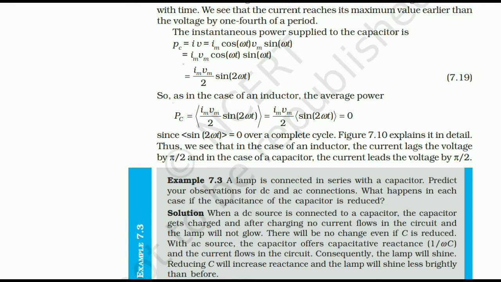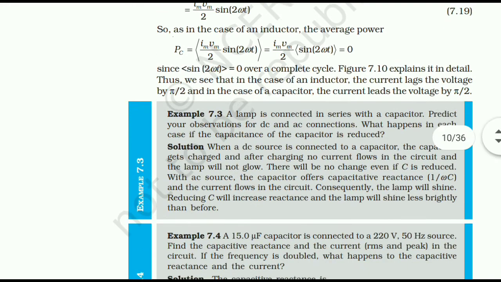Figure 7.10 explains it in detail. Thus, we see that in case of an inductor, the current lags the voltage by pi by 2, and in case of a capacitor, the current leads the voltage by pi by 2.